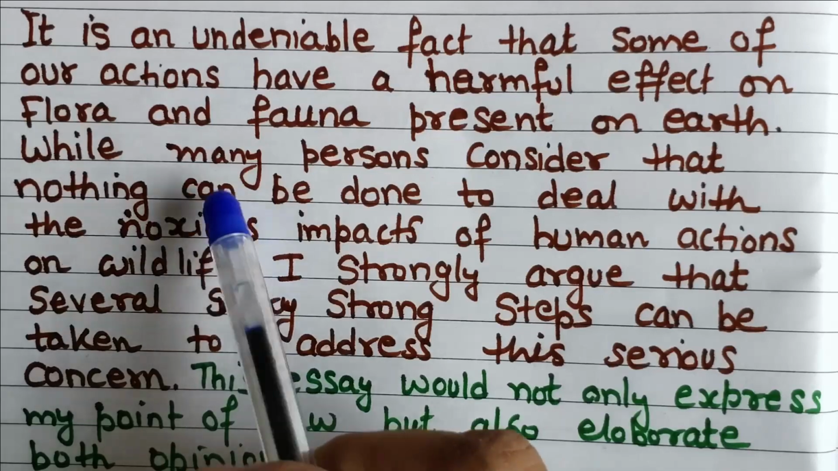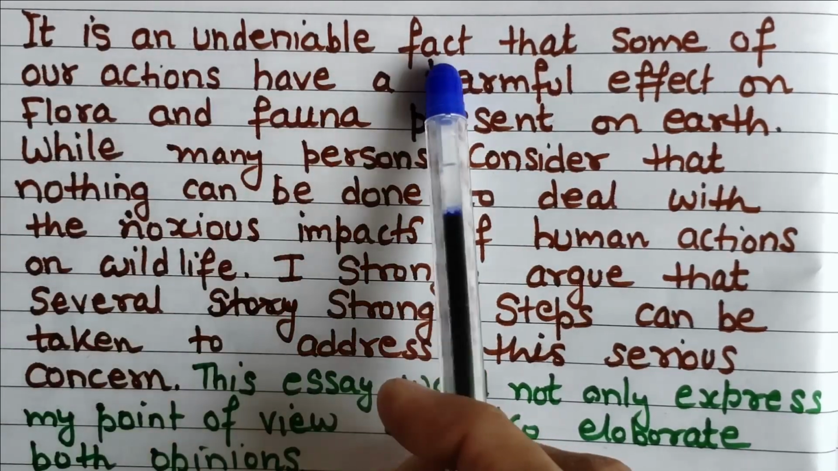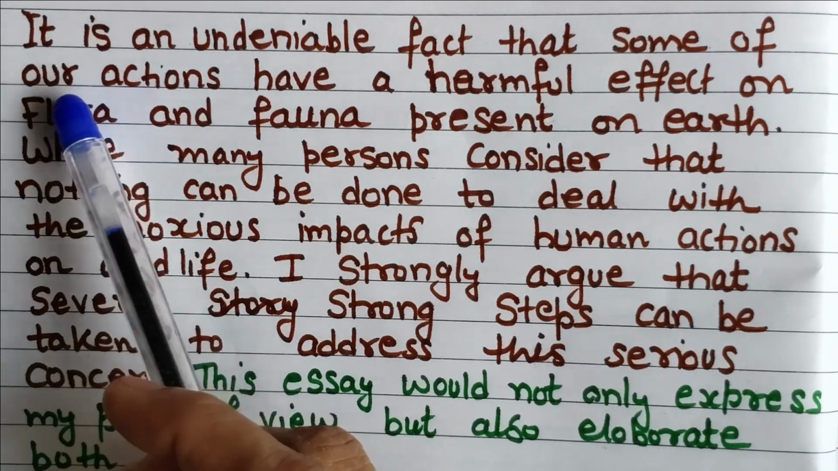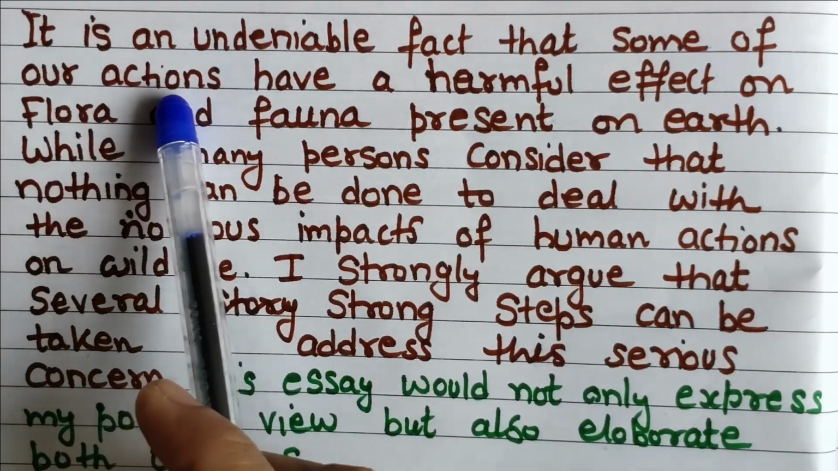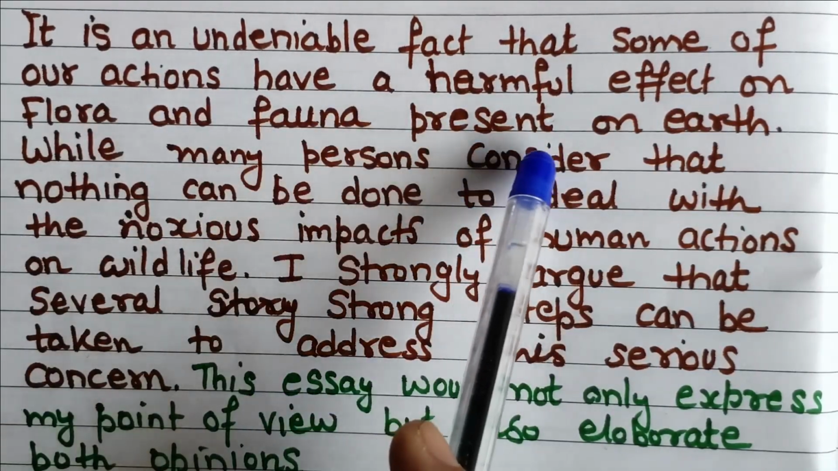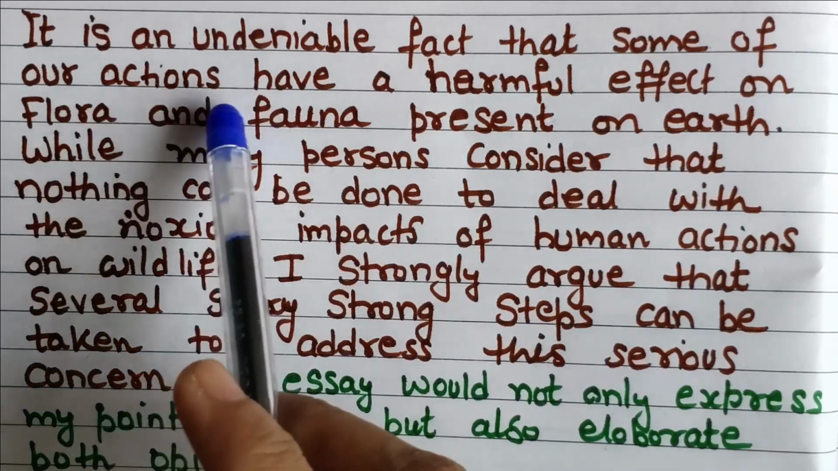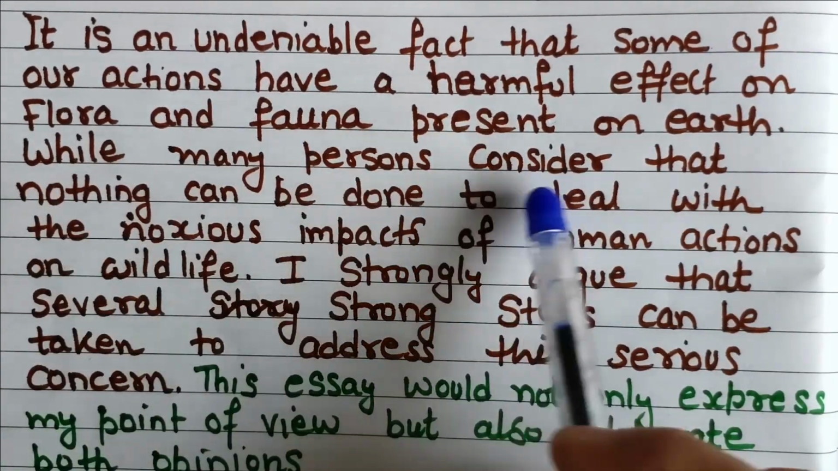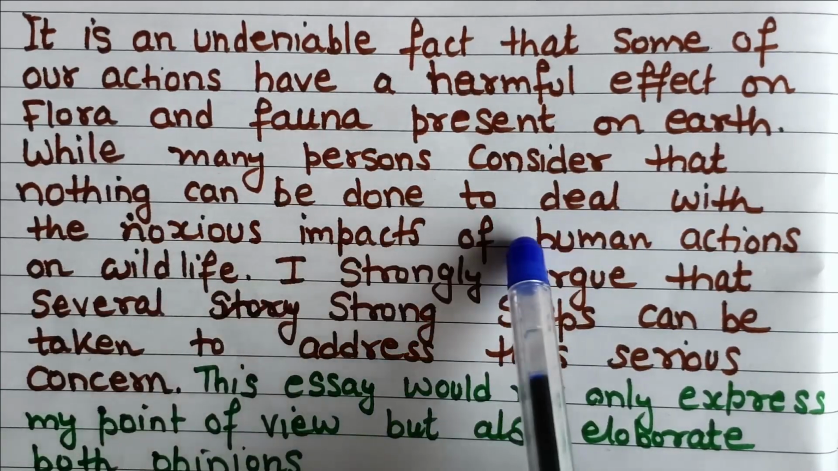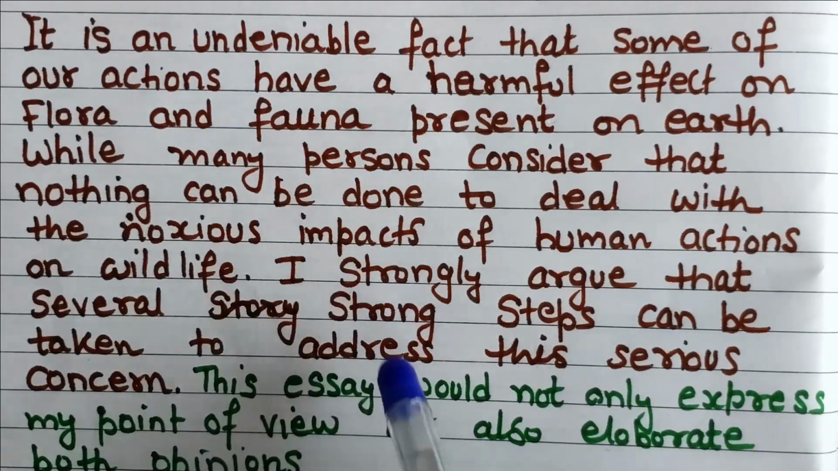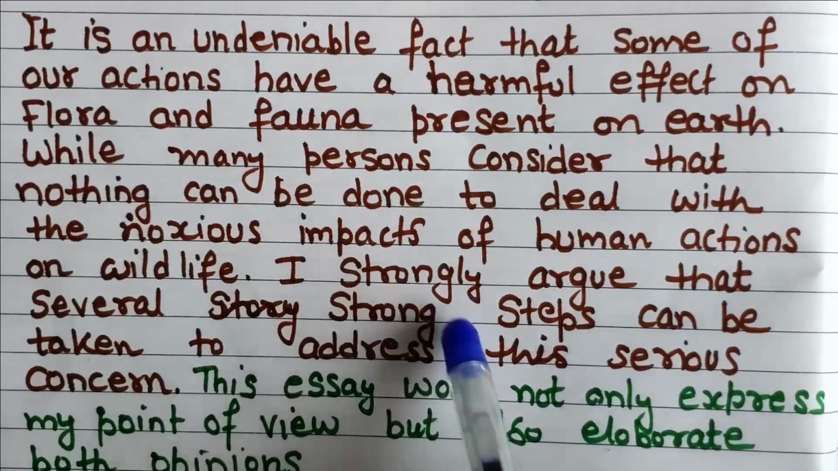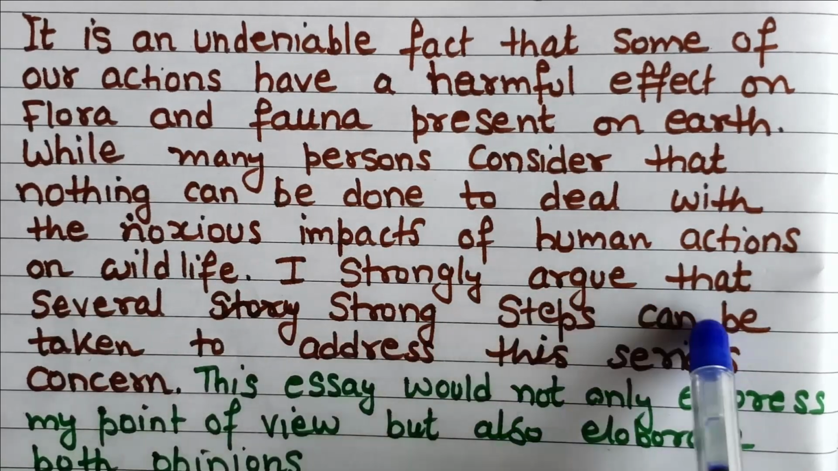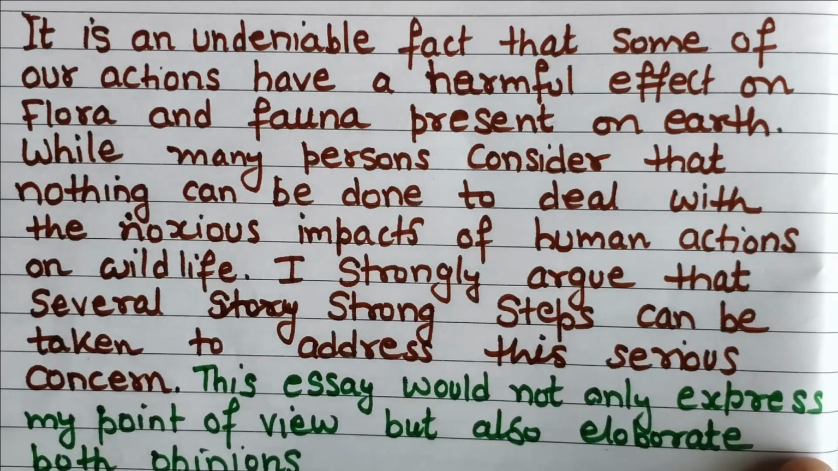Now just look at my introduction. So how I have paraphrased: it is an undeniable fact that some of our actions, and why am I writing "our"? Because we are human beings, that's why I am using pronouns here. Some of our actions have a harmful effect on flora and fauna present on earth. After that, I have started the different points of view. While many persons consider that nothing can be done to deal with the noxious impact of human actions on wildlife, I strongly argue that several strong steps can be taken to address this serious concern. Your opinion is combined with the second point of view. Now the thesis statement.